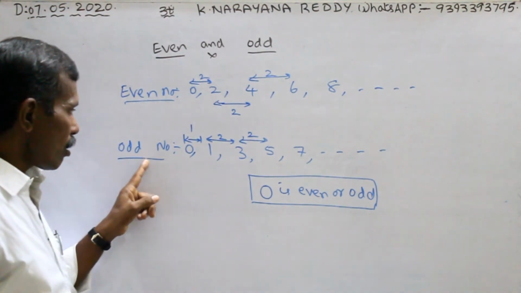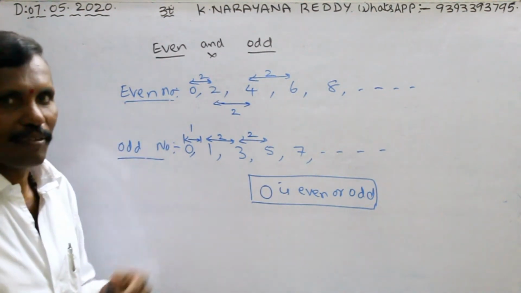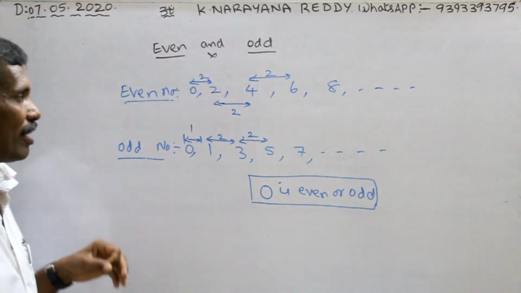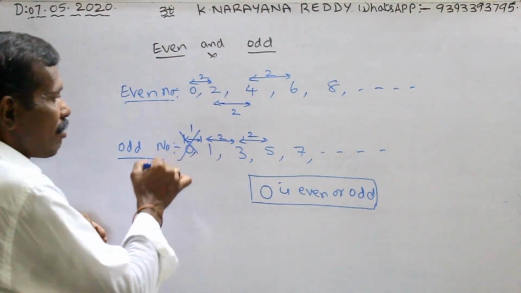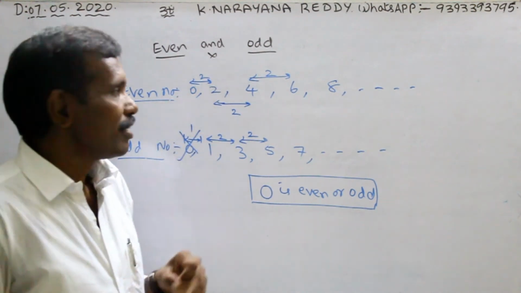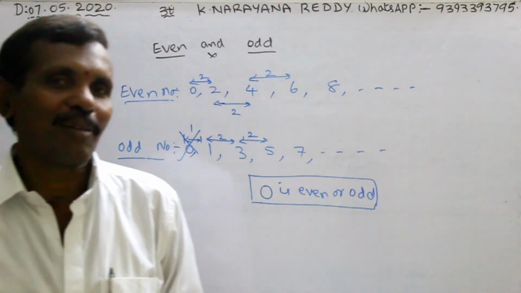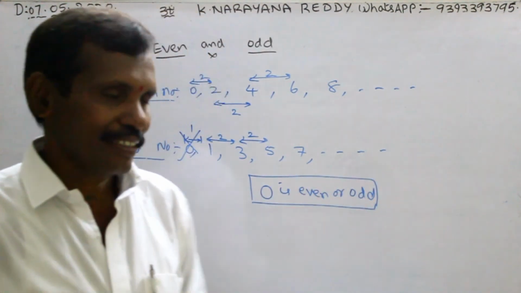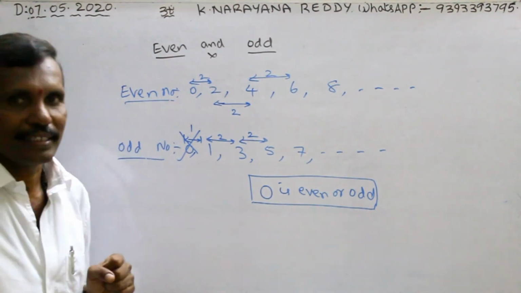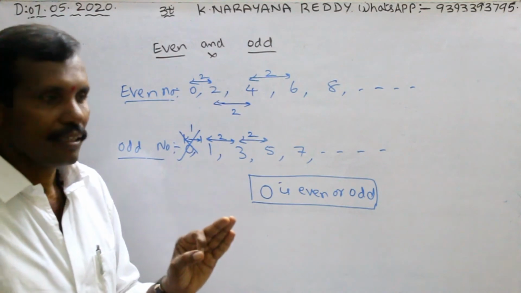Which is, this is an odd number, this is an even number. So 0 is even or odd? Simply, definitely 0 is even. 0 is not odd. It is definitely an even number. That is the reason we call 0 an even number, an even digit. Okay guys, so this point you have to catch here. So 0 is an even digit.